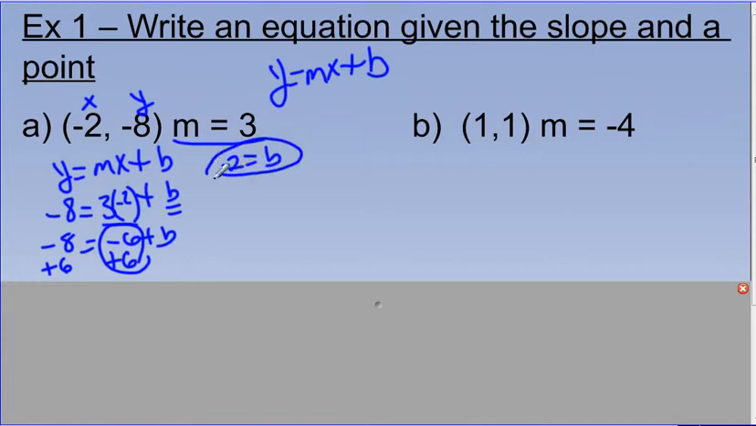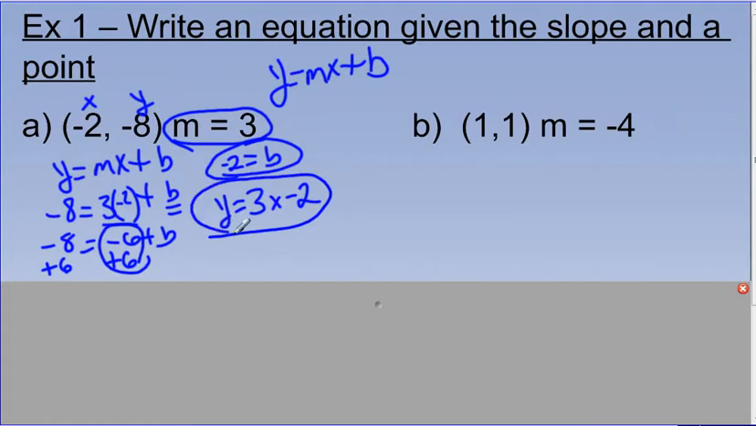Now, I know what b is. I know what m is. In the last lesson, all we had to do was plug those 2 pieces of information into our formula, and we got our answer. So watch. y = mx + b. This is the equation of this line in slope-intercept form.